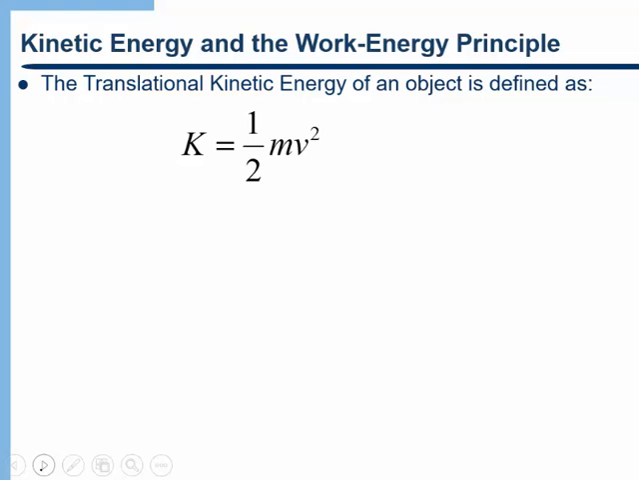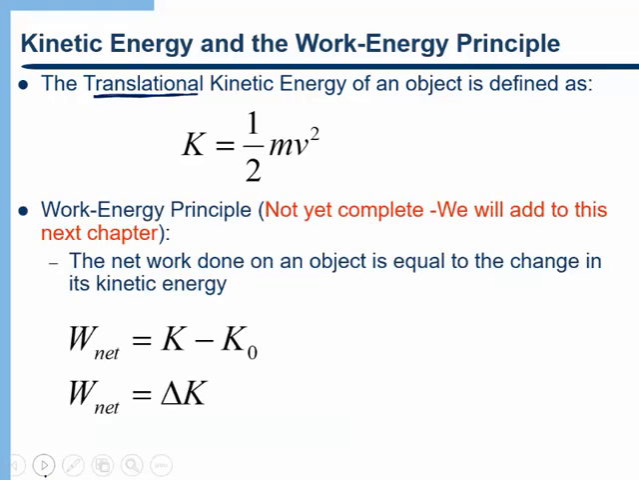So just to summarize that, what we found is that the kinetic energy, and by the way, translational kinetic energy, I'm usually just going to say kinetic energy, but we're distinguishing it from rotational kinetic energy, which we'll talk about in a much later video. So the kinetic energy is defined as 1/2 m v squared, and what we've just derived is called the work-energy principle. And what we found is that the net work done on an object is equal to the change in its kinetic energy. You'll notice that I put a note that says not yet complete. We'll add to this in our next video.